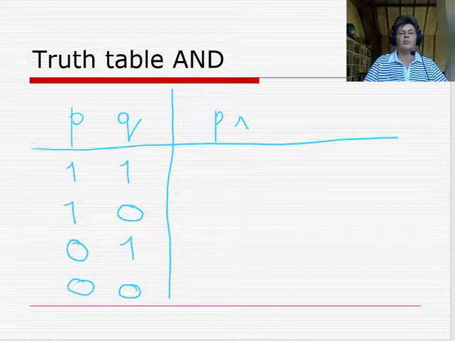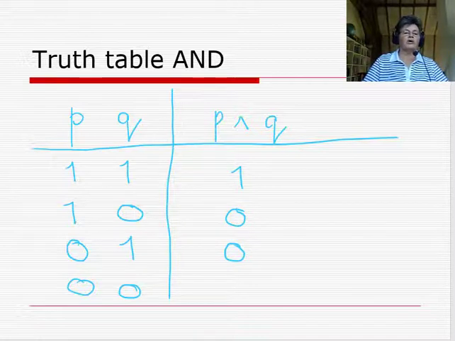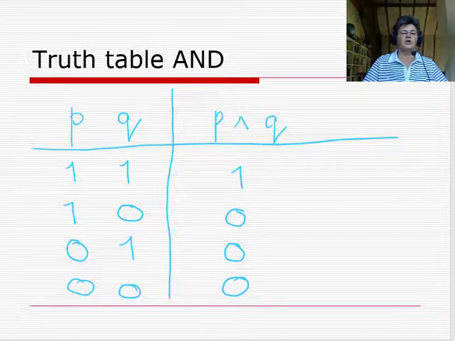And then the compound proposition P and Q is defined as follows. If both are true, which we saw in the example, then the compound proposition is true as well. If one of the two is false, so if the first one is true and the second one is false, or the first one false and the second one true, then the compound proposition is defined as false. And of course, if both are false, then the compound proposition is also false. So this is the truth table for AND.